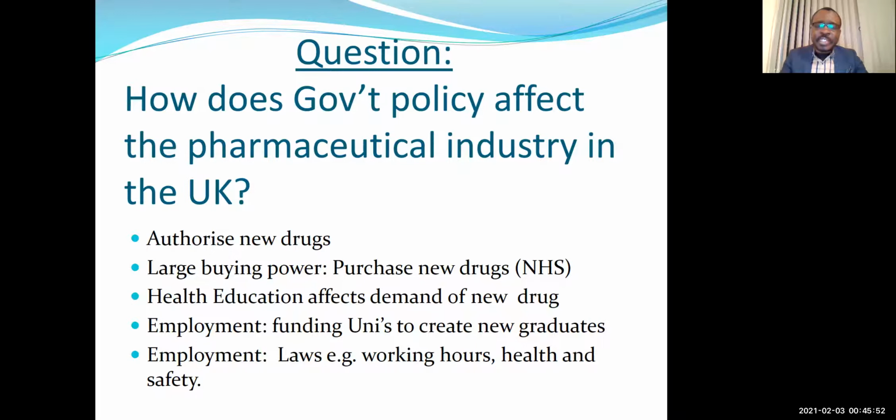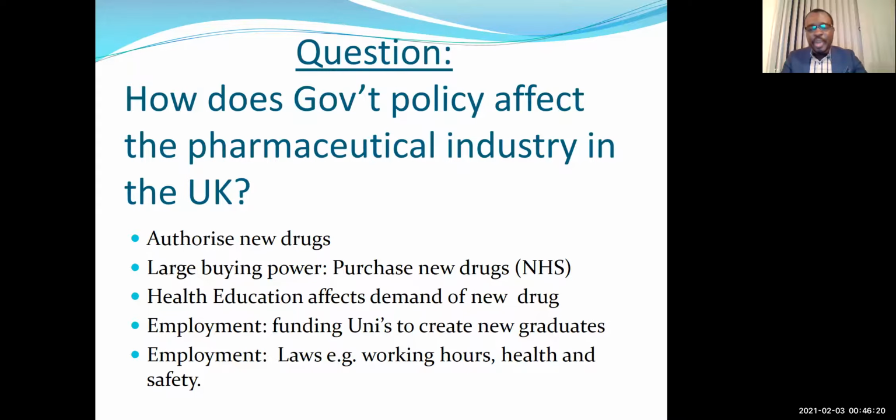How does government policy affect the pharmaceutical industry in the UK? For example, government policies will have to deal with approving new drugs and new vaccines. The government has large purchasing power. We buy for the NHS. Health education will affect the demand for new drugs, employment, or funding universities to create new graduates, or even funding universities to come out with new drugs and new medications.